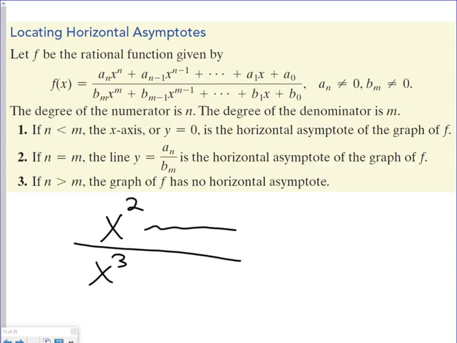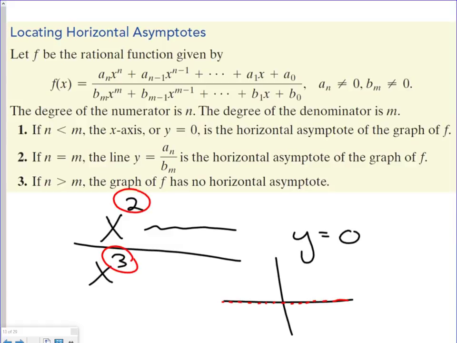When you look at your polynomial and they're both in order, they're in standard form. That means highest degree to lowest degree, okay? If the top one is smaller than the bottom one, then the line y equals 0 will be the asymptote. That means if I were to graph this, this is my horizontal asymptote. That's only if the numerator degree is smaller than the denominator degree. So it won't cross x.